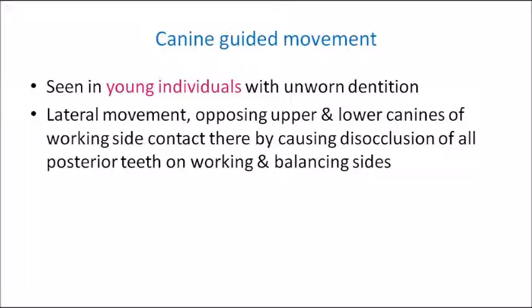That is, when there is a lateral movement of the mandible, on the working side the upper and lower canines will come into contact, and there will be complete disocclusion of the posterior teeth on both working and balancing sides. The canine guided movement is seen in young individuals, and the canines will be unworn. There will be no wear and tear of the canines. They will have sharp cusps and be intact, and hence there will be contact of the canines on the working side during lateral movement. And when there is this contact, there is complete disocclusion of the posterior teeth on both working as well as balancing sides.